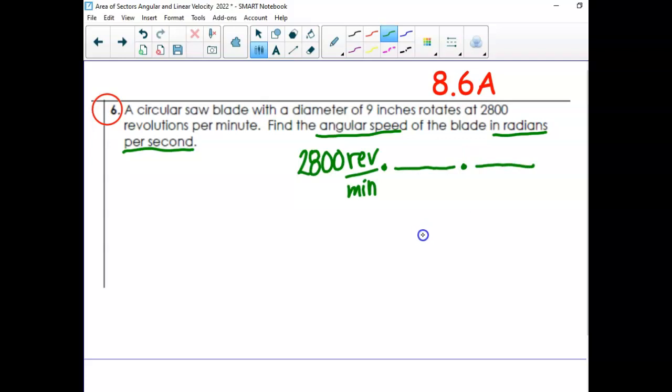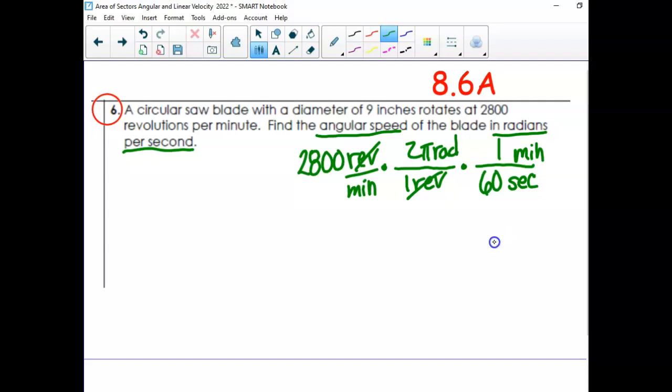What 2 things? Somebody tell me what we need to change. Okay, so 1 revolution is 2 pi radians. So that makes revolutions go away. Now it is actually an angular speed, but it's not in seconds yet. So is it okay if we do it all at once here? What do we need to put so that minutes will cancel? And we're looking for seconds. What do you know about minutes and seconds? 1 minute, so that goes with the minutes up here, is 60 seconds.